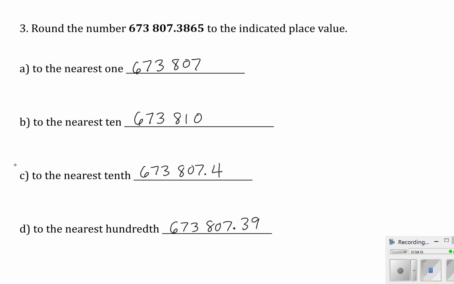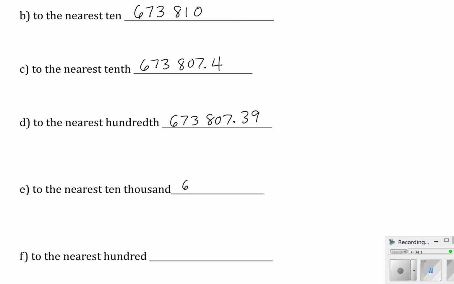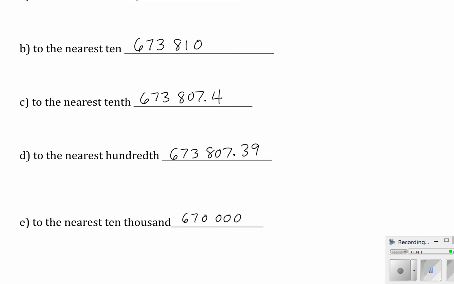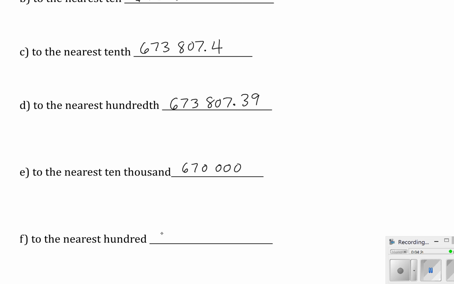And then the next one is to the nearest 10,000, so I just have to scroll up. So 10,000 means we're going to be looking at the thousands place, and that has a 3 in it, so we're going to round down, so that'll just be 670,000. And then to the nearest 100, we're going to look at the tens place, which is a 0, so we're going to round down, so that'll be 673,800. Again, be careful. Notice that I don't have any extra zeros. I round to what it tells me to round to, and then I stop.